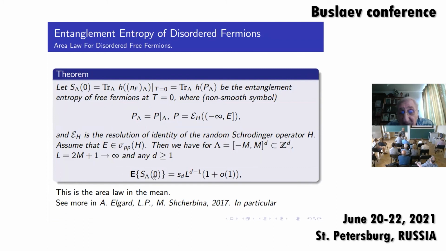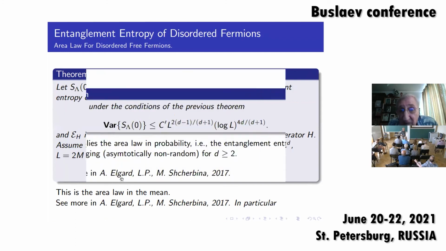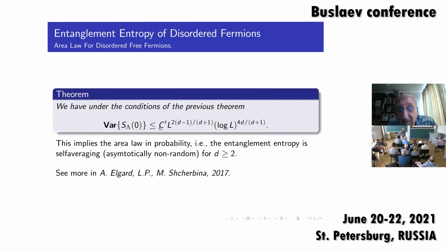There is no fluctuation. In fact, this is valid for any typical realization with probability almost 1, because the variance vanishes. Therefore, the probability that you have fluctuations that are not small is almost 0. Okay, and this again is proven in this paper by Alex Elgart, myself, and Masha Shcherbina. But it concerns any case.